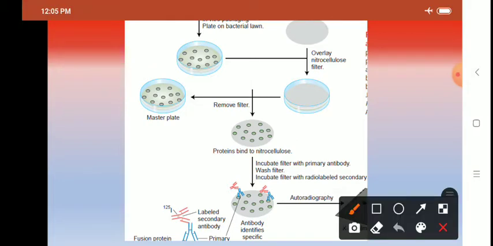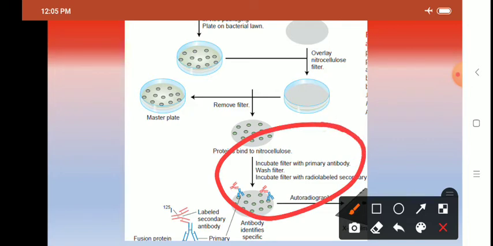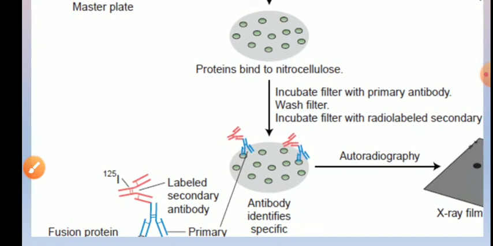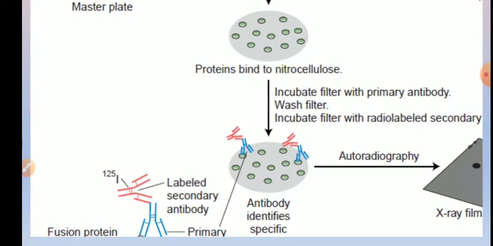So here you can see incubate the filter with primary antibody. Wash and then incubate with radio labeled antibody. You can see here the blue colored ones are primary antibodies, which have combined with the antigenic protein produced by the recombinant cells, and then you add iodine labeled secondary antibody. The secondary antibodies are I125 labeled. They combine with the primary antibodies which are bound to the antigen. So a fusion protein is formed. Fusion protein means antigen, primary antibody attached with secondary antibody.